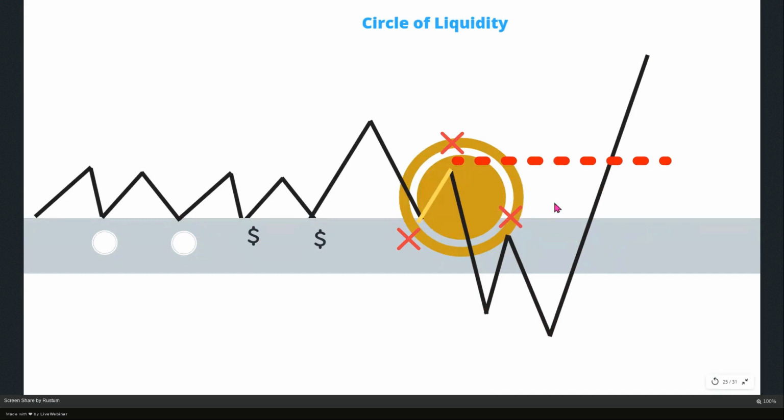And then what we do is we enter the market here. Again, we turn into just a normal breakout trader. However, we are doing this after all of the other traders have already been in the market and their potential stops have been taken out. So that there is the circle of liquidity: 3 traders are in the market with their potential stops all taken out.